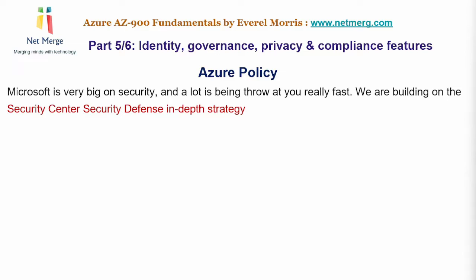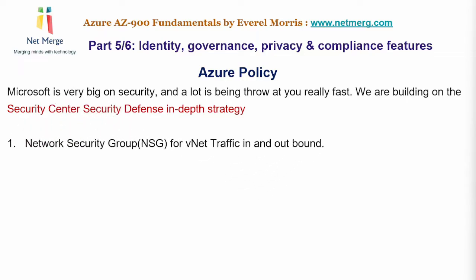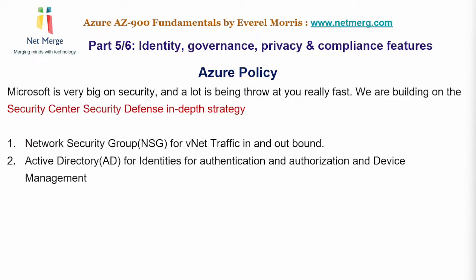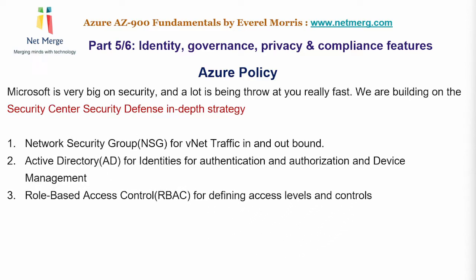Microsoft is very big on security, and a lot of it's been thrown at you really fast. I want to build on the overall security posture so you get an understanding of the security in depth. So we talk about the NSG as an internal firewall for your VNet for routing traffic. We talk about Active Directory for controlling your identities, your password, and your users, and also your device management. We talk about role-based access where you control the scope and role of each device or user or application. We spoke about that as part of the security.